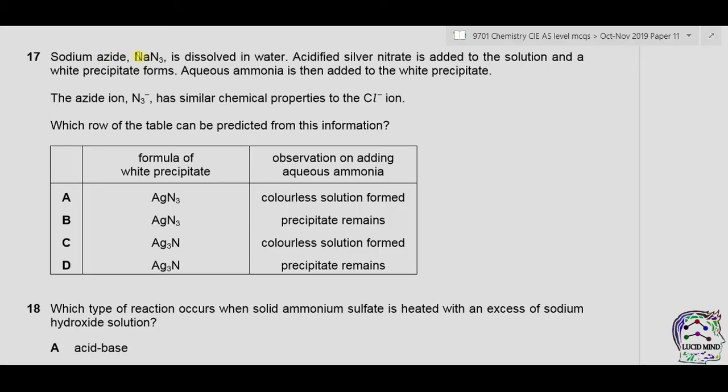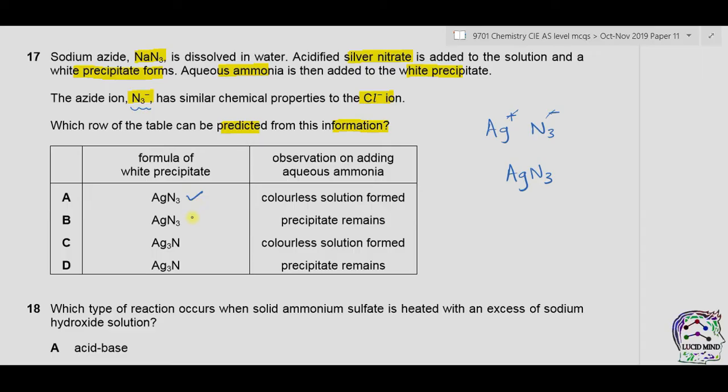Question number 17. Sodium azide NaN3 is dissolved in water. Acidified silver nitrate is added to the solution and a white precipitate forms. Aqueous ammonia is then added to the white precipitate. The azide ion N3 negative has similar chemical properties to the chloride ion. Which row of the table can be predicted from this information? First is the formula of white precipitate. As we know that the charge on silver is +1 and on N3 negative it is given as -1. So when compound is formed, equal charges cancel out. So it will become AgN3.